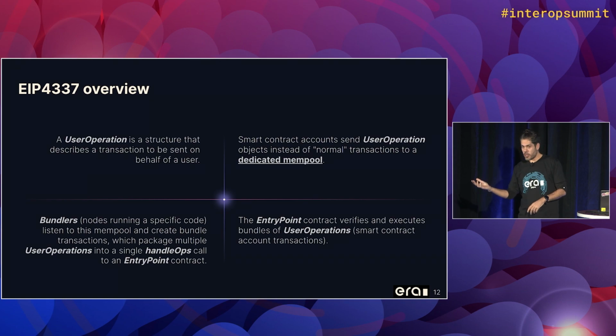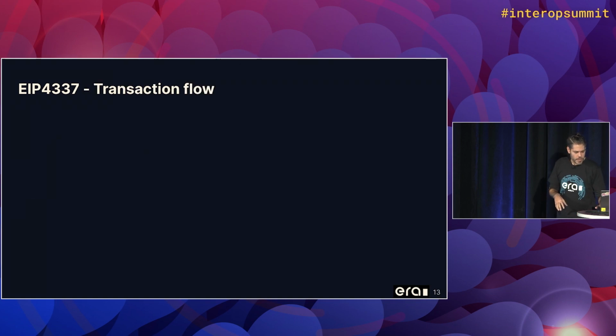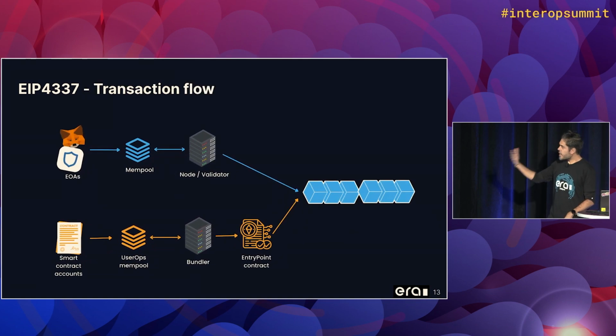Then this entry point contract is the one responsible for verifying that the transaction is okay and executing the transactions. So there's a lot of data here. To make things simple, here's a diagram.